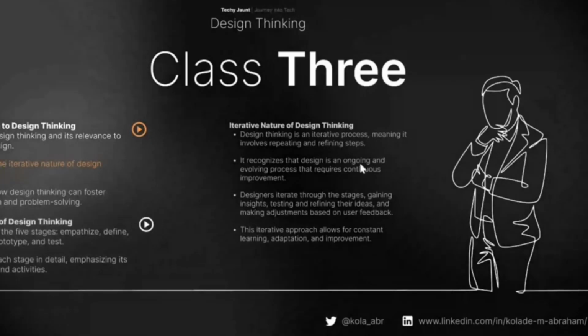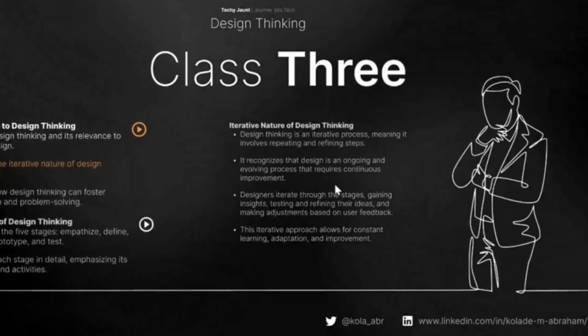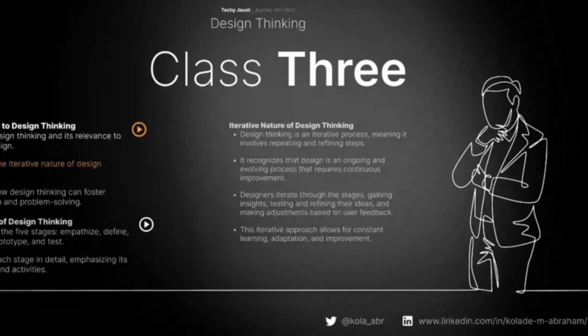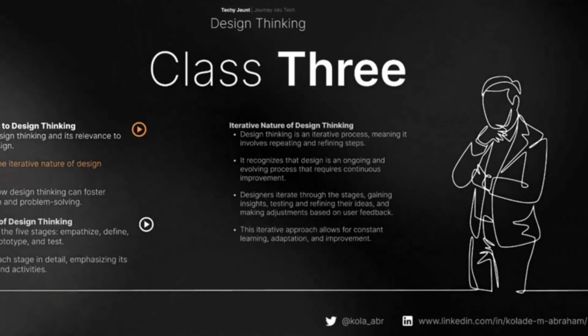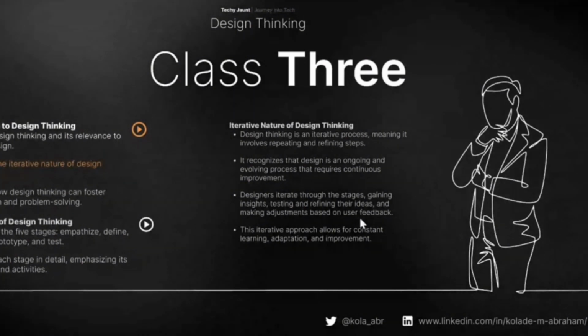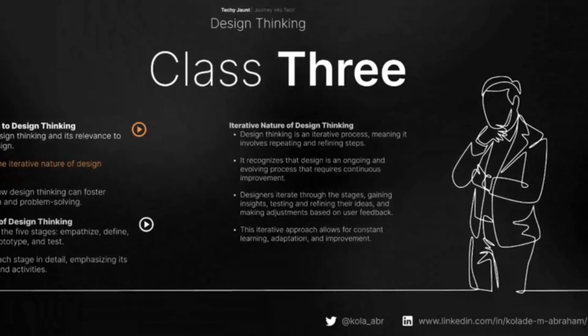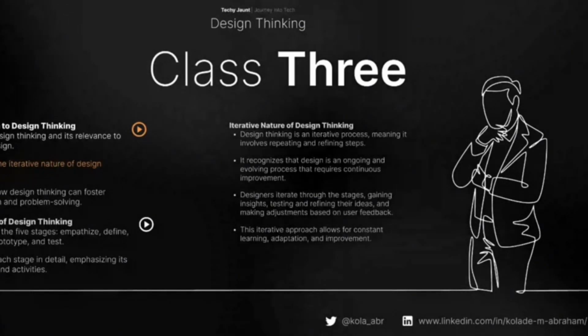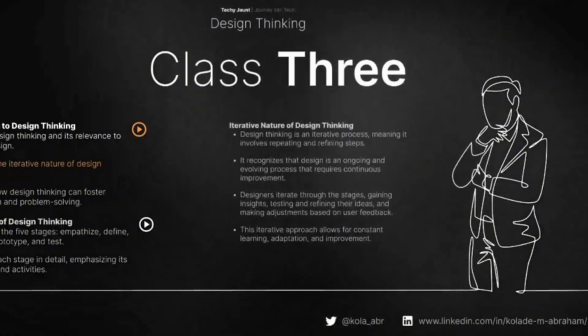Design thinking is an iterative process, meaning it involves repeating and refining steps. For example, let's say you're in the empathize stage. That means you're trying to get to know the users, and then you've gotten to iterate. Let's say along the process, you find out that there's missing information, you might need to go back. So that's what it means by iterative process. You might need to go back and repeat that process of empathizing again, really understanding the user.